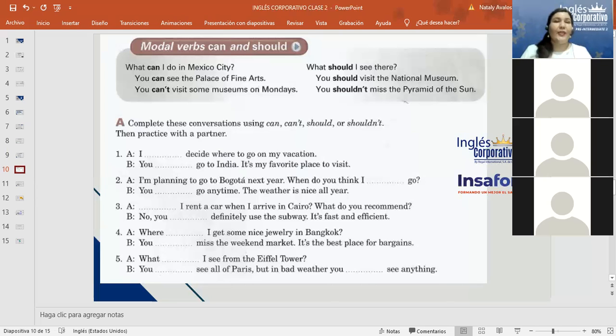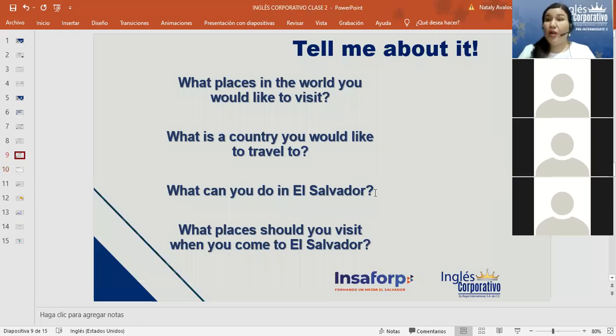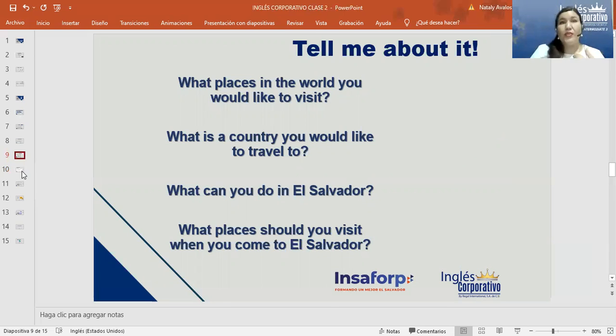For example, one of the questions was, and nobody answered it, what things can you do if you come to El Salvador? What things can you do if you come to our country? Well, you can go to the beach, you can go to the mountains, you can go to the different shopping malls, you can visit different places in one day. Because El Salvador is very small, so you can do all these activities in one day. You can be in Santa Ana and later in La Union in the same day because we are a very small country.